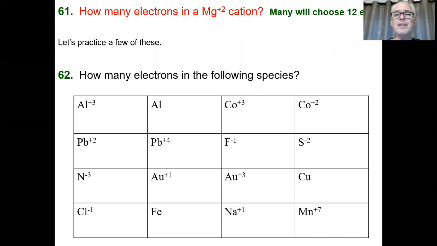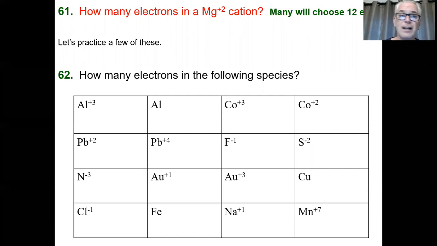12 electrons, but this is a positive 2 ion. So that means you lose 2 electrons. So the magnesium cation only has 10 electrons. 10. Can I see that? 10. Now, aluminum. Aluminum is a 2-8-3.